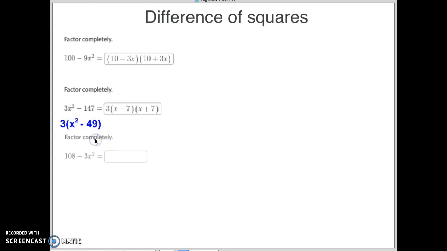Let's do one more like that. Again, not a perfect square, not a perfect square. So we are going to factor a 3 out of each of these. So when we do that, we then factor out the 3 and we get 36 minus x squared. The square root of 36 is 6, so a positive 6 and a positive 6. The square root of negative x squared would be a positive x and a negative x, so our final answer would end up being 3, 6 minus x, and 6 plus x.